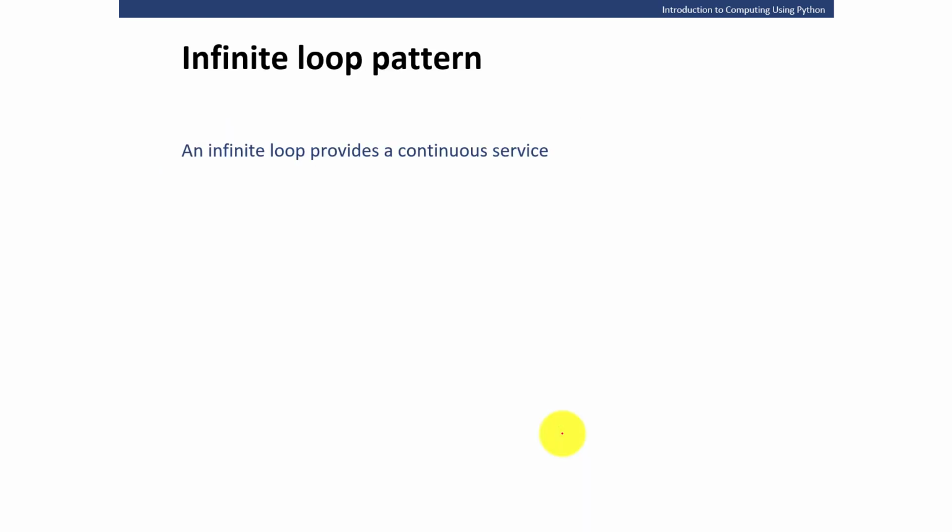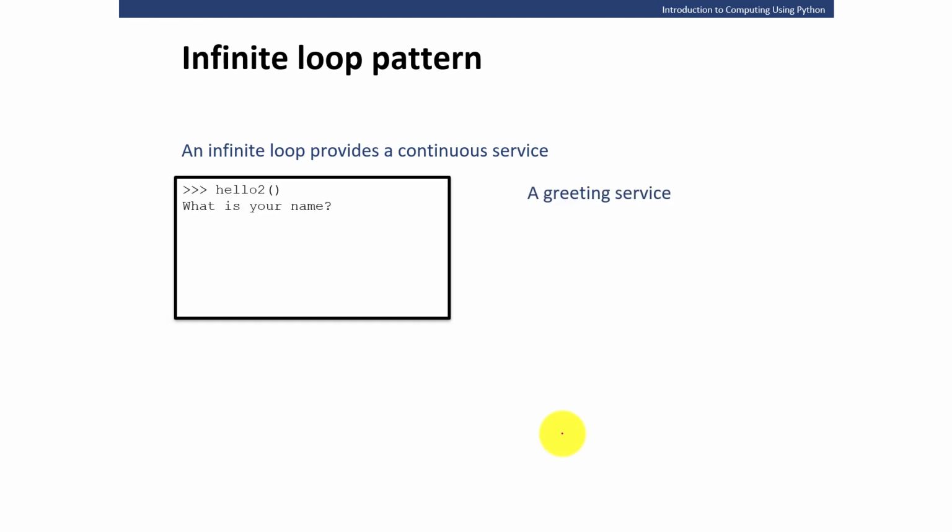Okay, another useful implementation of the while loop is to create what's called an infinite loop, where the while loop will run forever, because the condition that we provided will always be true. Therefore, the indented code block will be executed again and again.